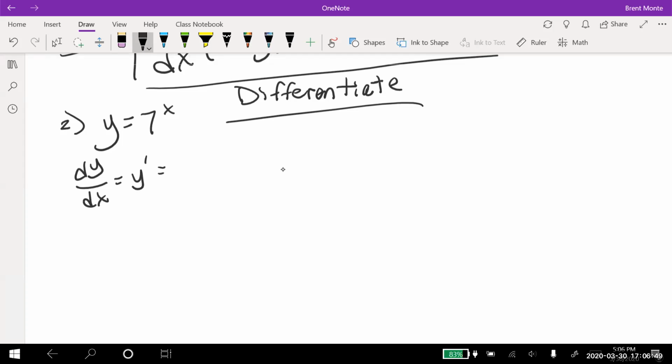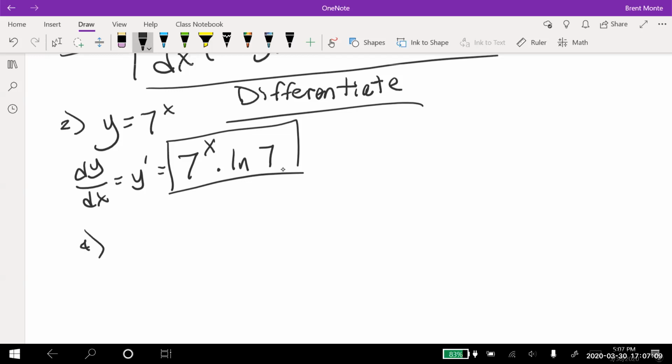But think, what do we get? We get back the entire exponential times the ln of whatever the base was. That's it, done. So just remember times ln of the base. Do another one quickly so that you see it really is that simple.